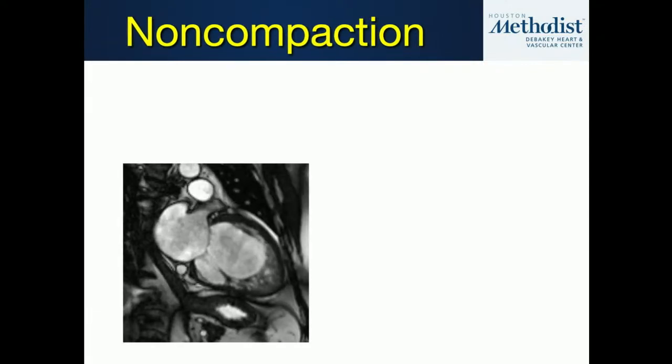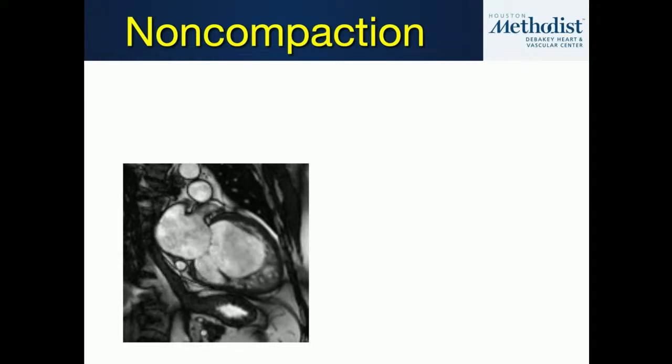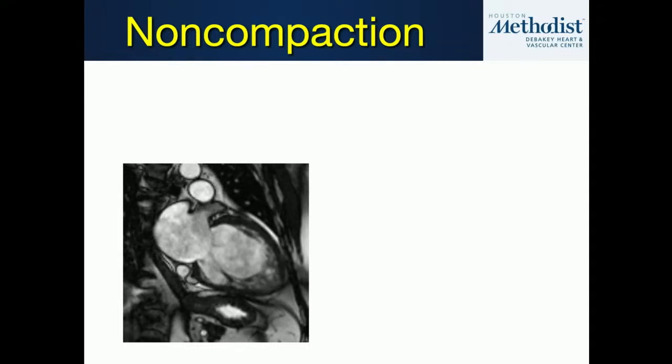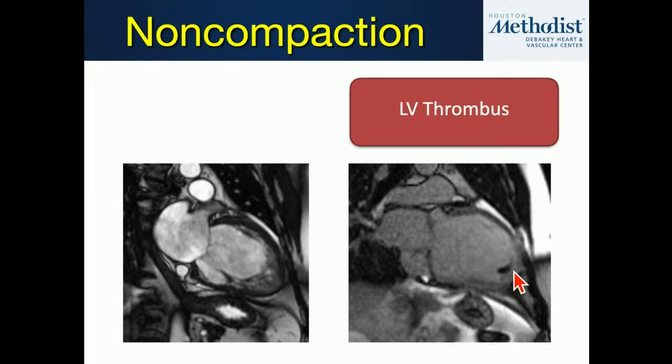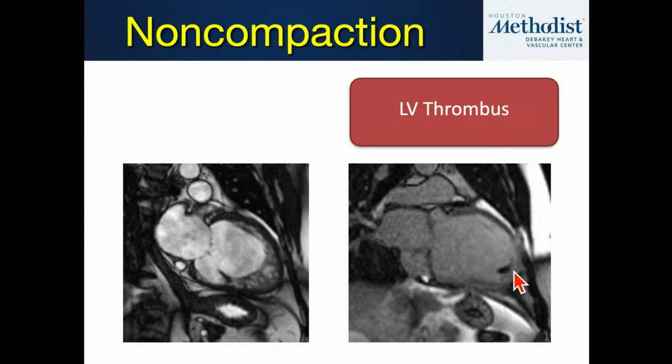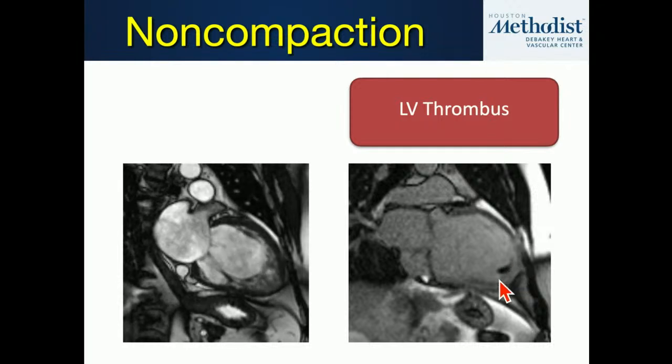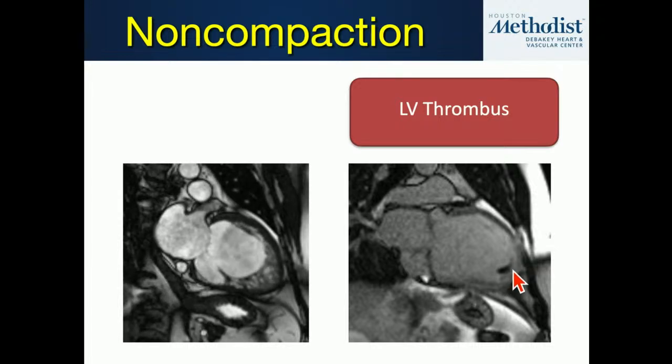And then other important things to keep in mind with non-compaction: because of all of these hypertrabeculations, you can have blood trapping, and as a result, these patients can be at risk for developing LV thrombus. And again, using our delayed enhancement technique, we can modify the settings a little bit to make it more of a thrombus probe, and if there is thrombus, you'll see an area of black or signal void.